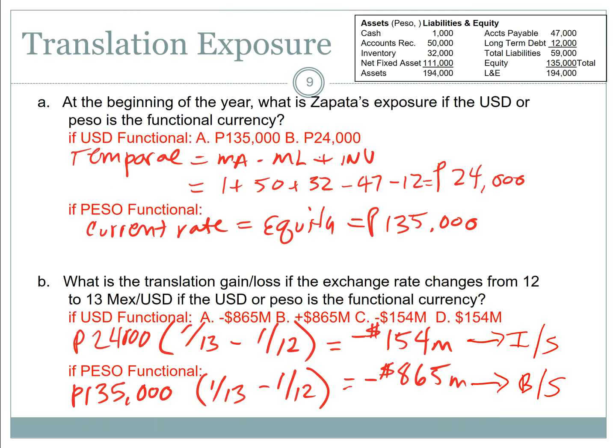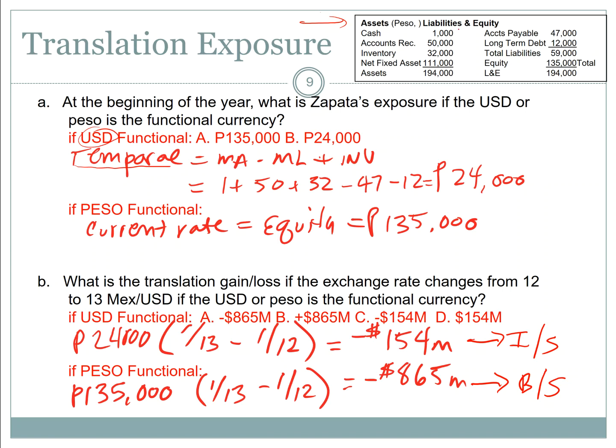So here's a little example of a choice of either if they use the dollar or the peso as the functional currency. If the company uses Zapata here, right here's Zapata's balance sheet. If they use the US dollar as the functional, they're going to use the temporal method, which means they're going to revalue all monetary assets and all monetary liabilities and inventory.